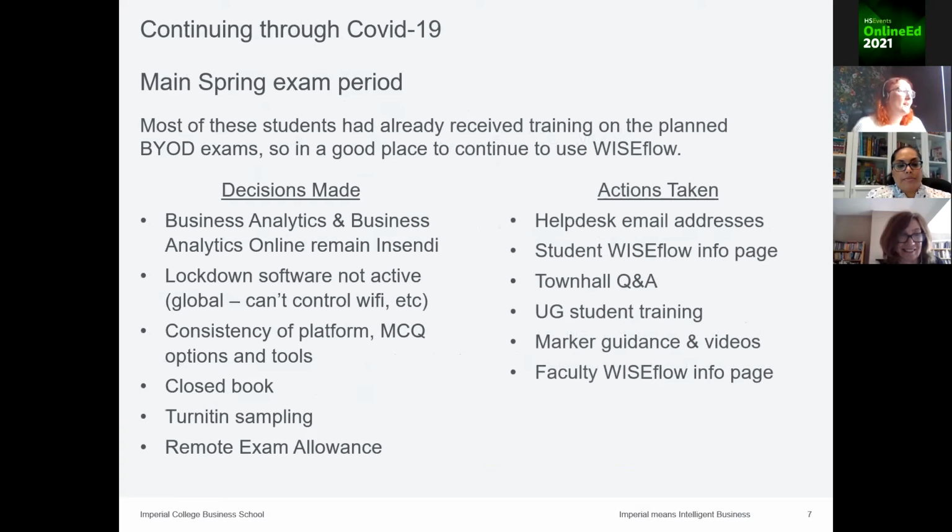And then continuing on, looking forward to the main spring exams that we had been training students on previously. As those students had already received training on Wiseflow, we were in a really good position to carry on and use Wiseflow with making a few decisions and taking a few additional actions. So the first decision we made was a couple of our MSc programs that had exams in that platform use some really specialist software for coding and things like that. So we kept those guys on the Incendi VLE platform using that submission system that the finance students had used.